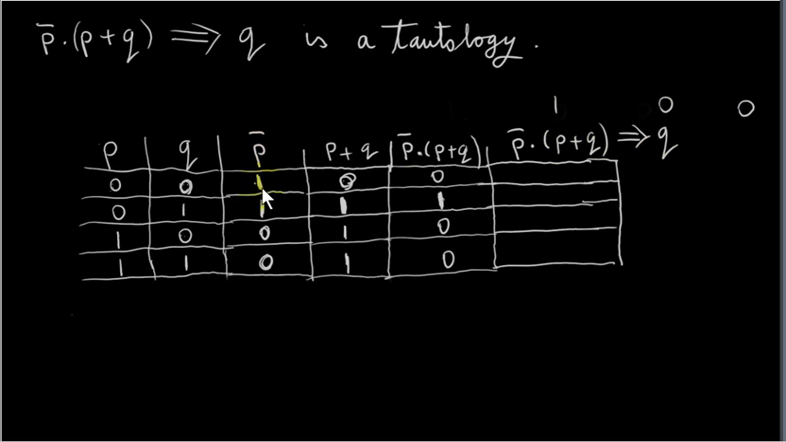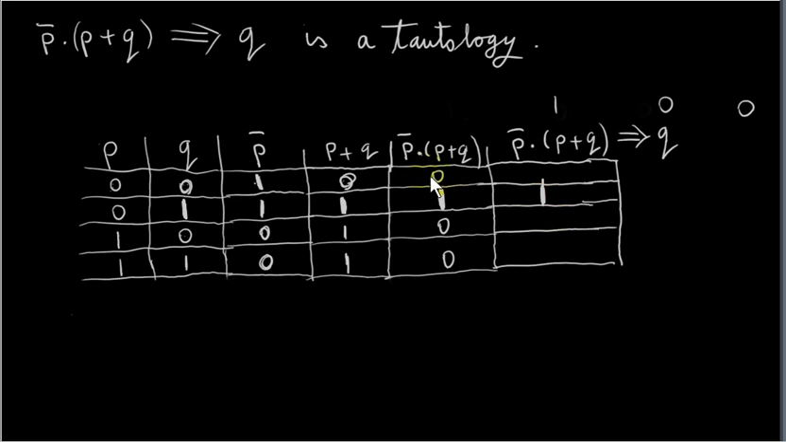So we can see when p bar is 1, as it is here, and when this here is 1, as it is here, p bar dot p plus q is 1, and the right hand side of the implication statement is 0. The right hand side is q. Well, it's 1 here, so we don't actually get a 0, we get a 1 here. So when the left hand side is 1 and the right hand side is 1, then the entire statement is true, we get a 1.